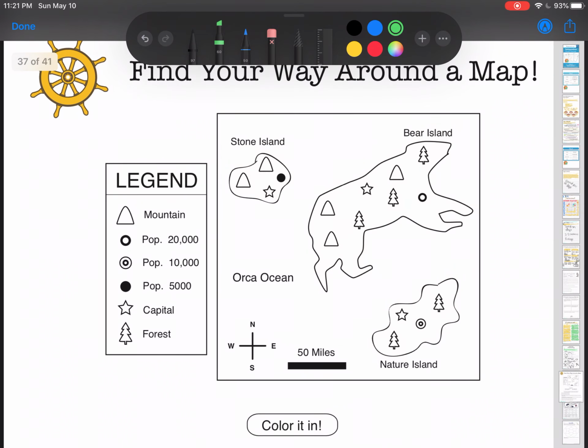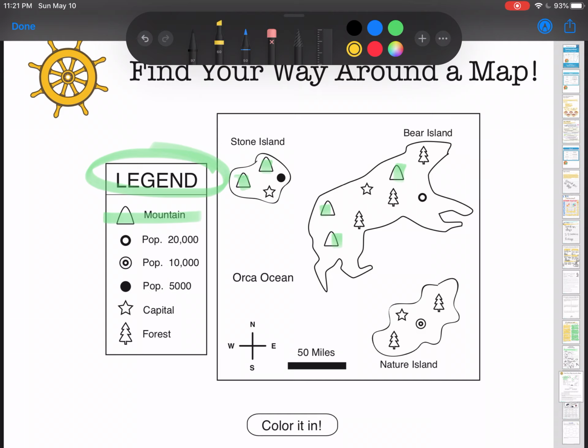Alright, and this says finding your way around a map. We have the legend here. These are mountains, so I'm going to color in all the mountains. There's all the mountains. Pop. Okay, so this POP stands for population.